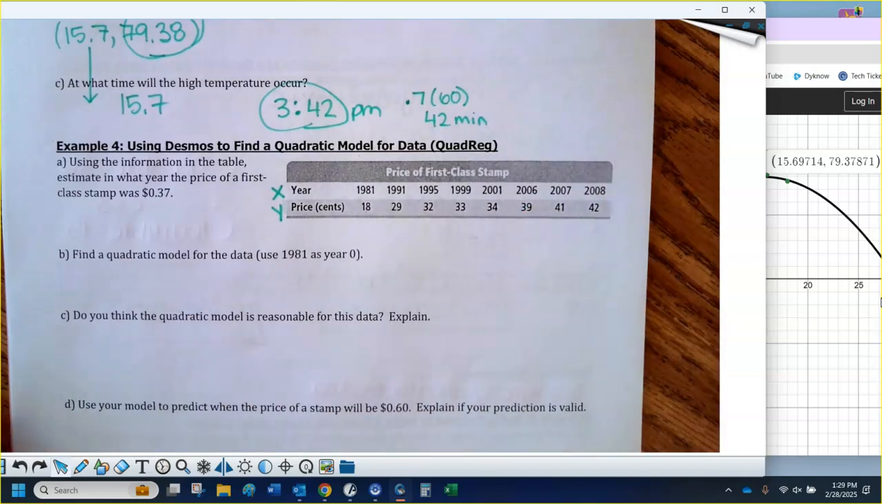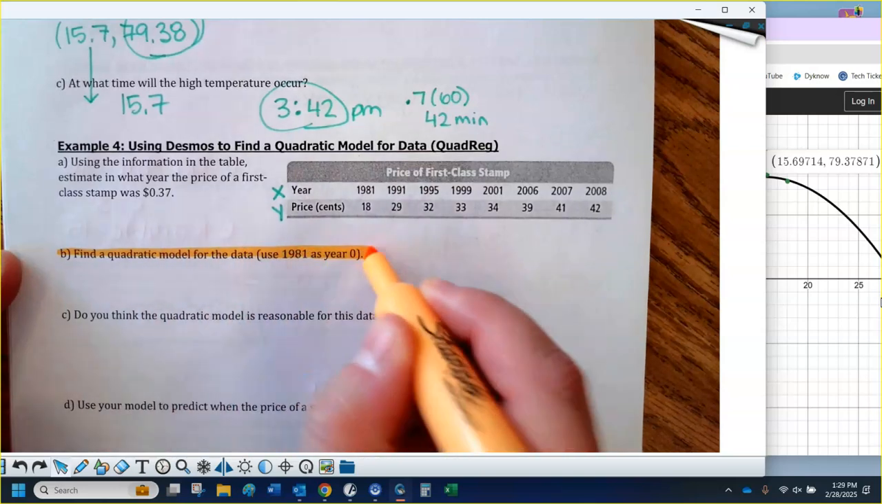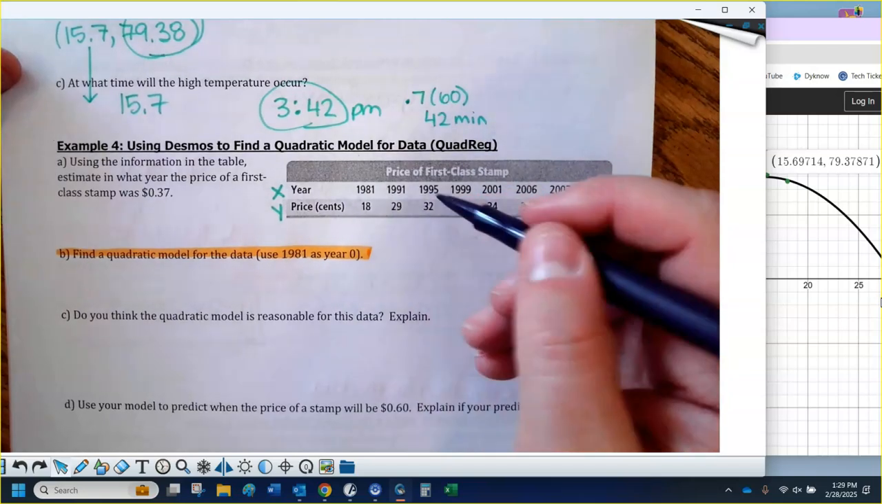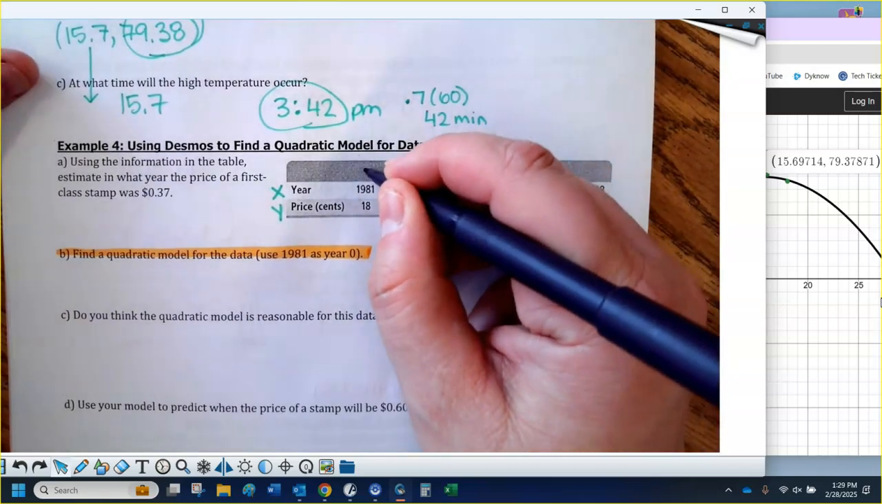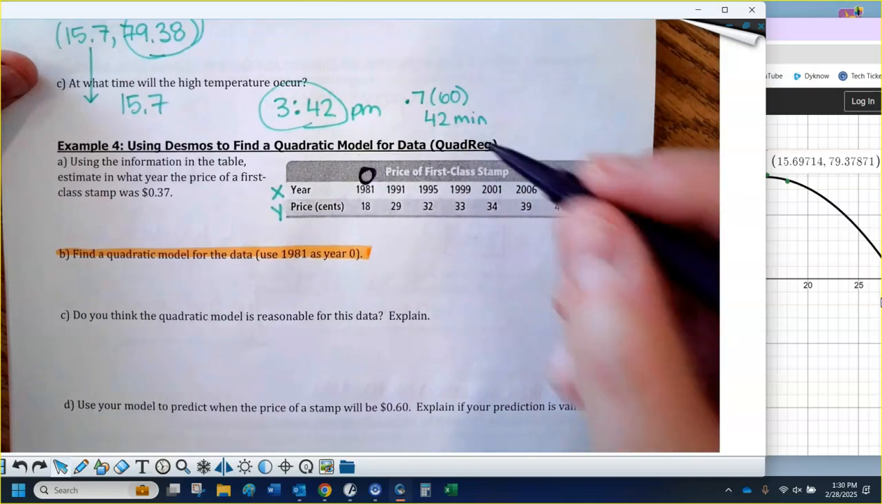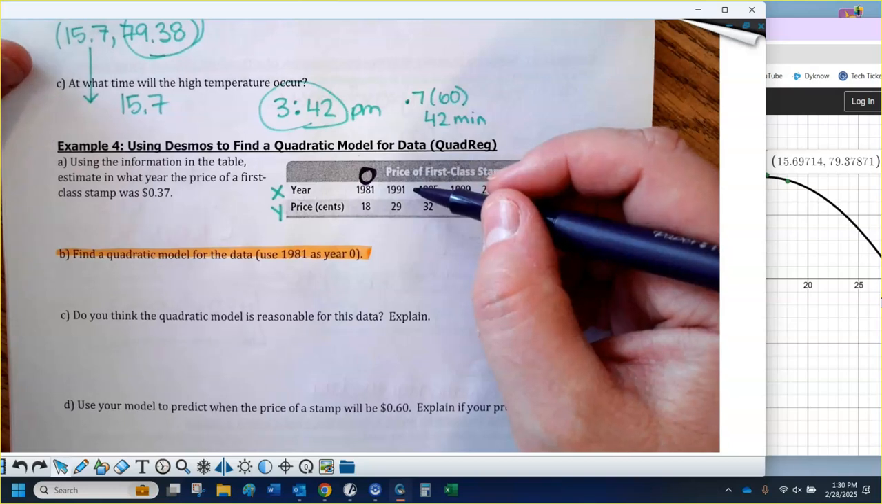So usually you'll see a direction like what you do in part B here. It says find a quadratic model for the data, but use 1981 as year 0. So I'm going to show you how to do this real quick, and it's literally just so you don't have to type in these big numbers. So if 1981 is year 0, I'm going to use 0 for my x value instead. What would you use for 1991?